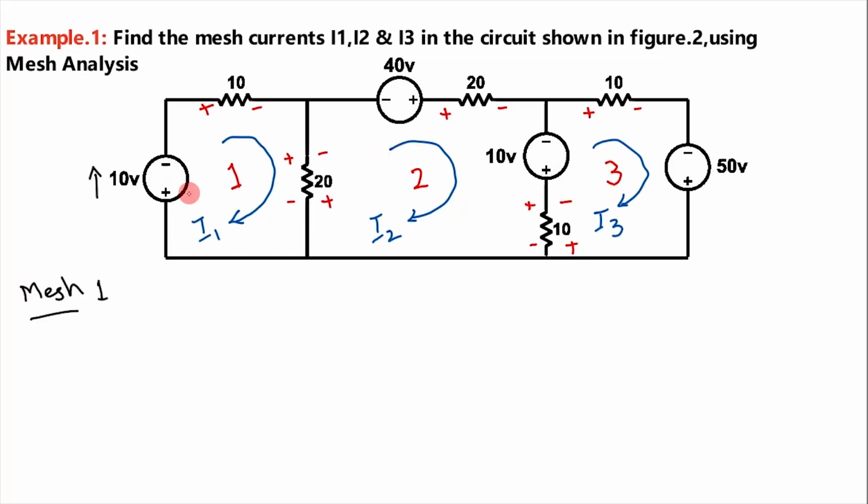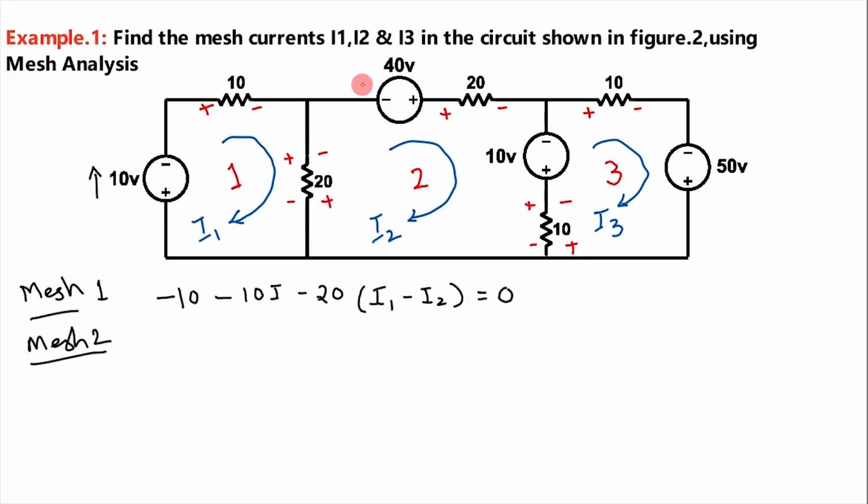For mesh 1, for this 10 volt, it is a fall in potential, so that is minus 10. For this resistance 10 ohm, positive to negative, so a voltage drop is there, 10 into I1, minus 10 I1. For the 20 ohm resistance, when I1 is concerned, it is going from positive to negative, so a drop is there, minus 20. As we are in mesh 1, we have to write the mesh current I1 first, minus I2, which is in the opposite direction. This is equal to 0.